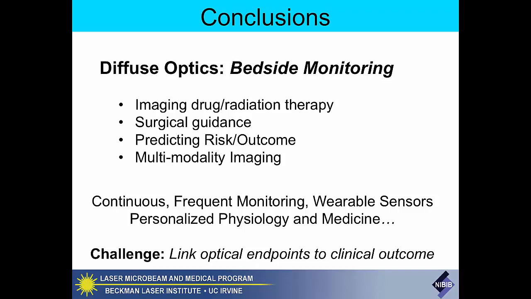We can image drug and radiation therapy with these approaches, and help facilitate some surgical guidance. Surgical guidance particularly is powerful, I think, in non-contact imaging mode. Predict risk and outcome. Ideally, we'd like to be able to measure something about people and predict their future, just like in that brain imaging study where they predicted the outcome of patients from bypass surgery. And these methods are easily integrated with multiple modalities.